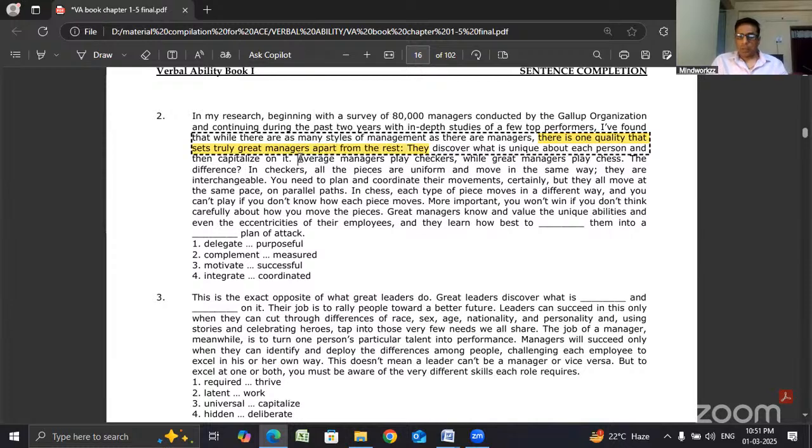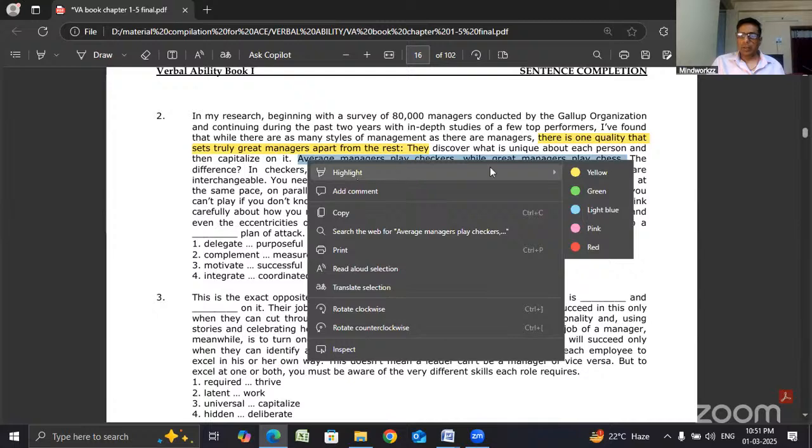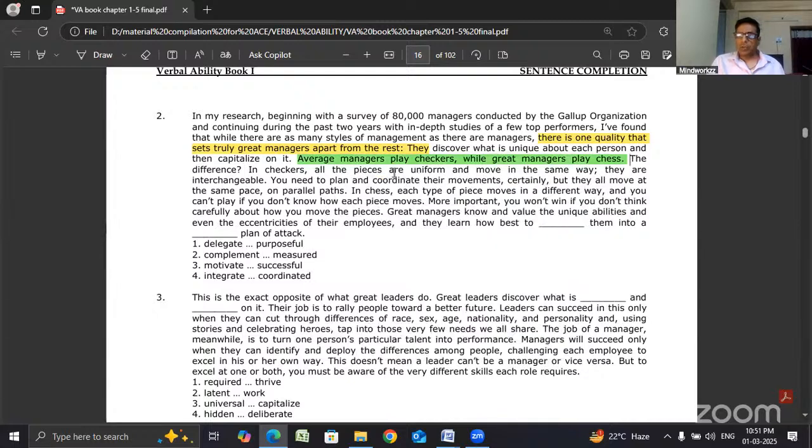Now, if I'm reading this line, average managers play checkers while great managers play chess. Reading comprehension is not a test of your knowledge about checkers or chess. That is what I'm telling you. Your reading comprehension in CAT is not a test of your knowledge about checkers or chess, unless the writer of the passage tells you about it.